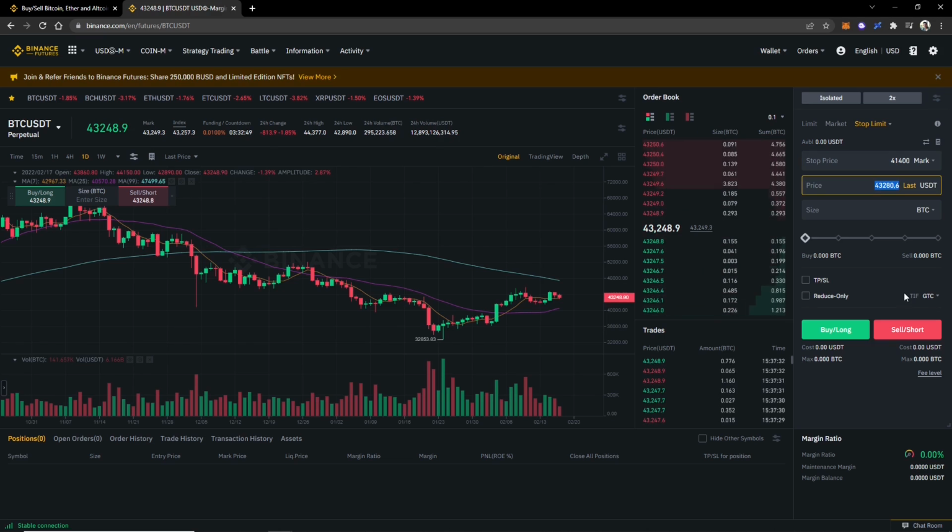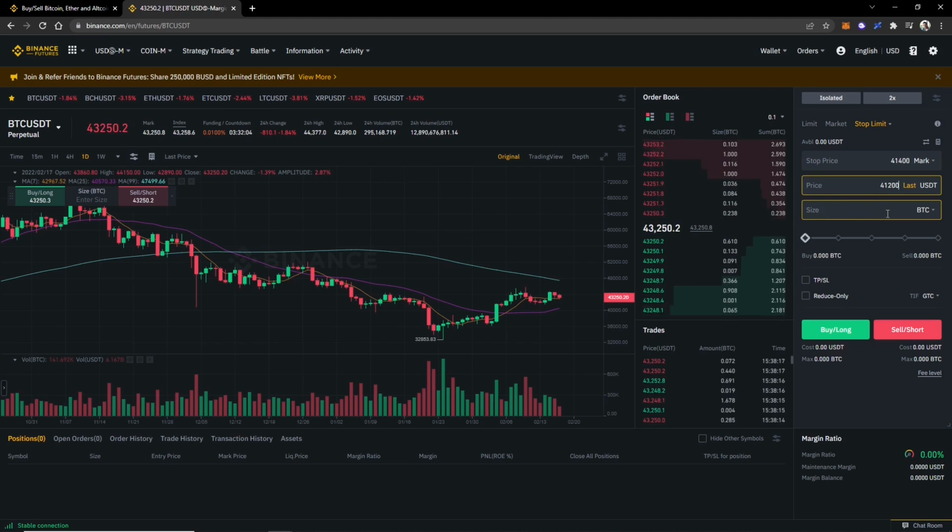Then at which price do I want to sell my Bitcoin long contract? I want to sell my Bitcoin long contract at $41,200. Make sure, guys, you put the price slightly below the stop price. If you give the exact same prices to both of these, your order may not be executed if a big movement happens, and this may cause you a lot of losses. So be careful right here. Make sure you put this slightly lower than the stop price.